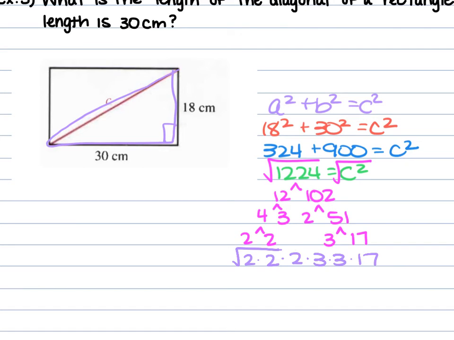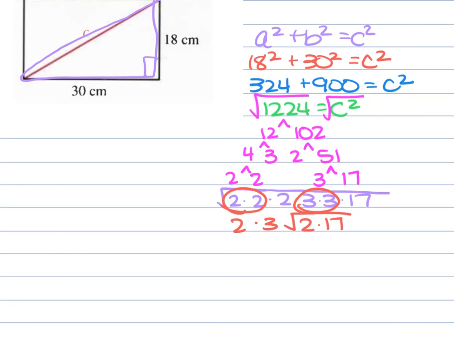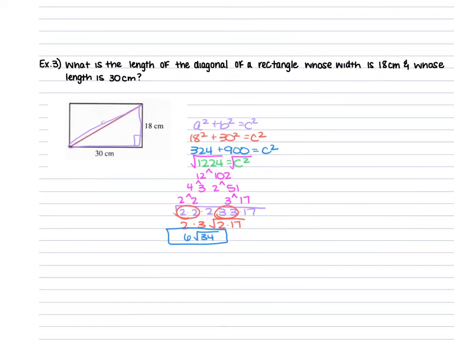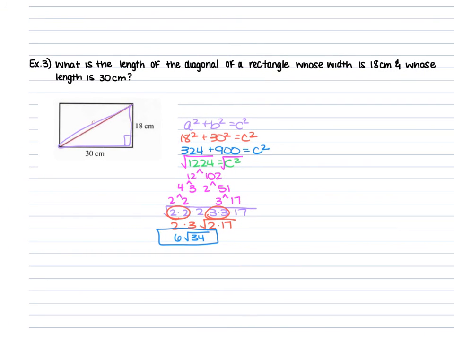So we're going to take the square root of this. Our two 2's pair up to bring 1 out. The two 3's pair up to bring 3 out. The 2 times 17 stays underneath the radical. So 2 times 3 is 6. Square root 2 times 17 is 34. So 6 square root 34 is that length of the diagonal there.